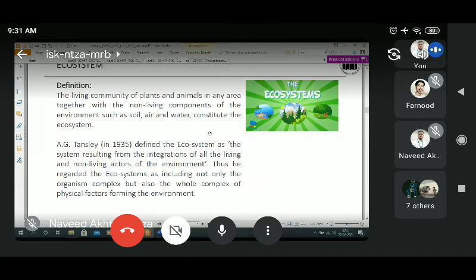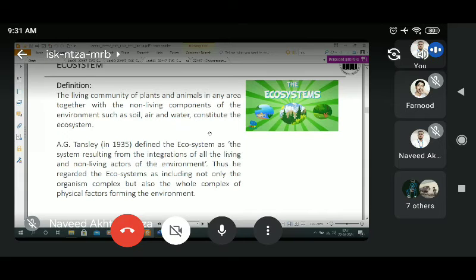So A.G. Tansley in 1935 defined the ecosystem as the system resulting from the integration of all living and non-living factors of the environment. Thus, he regarded the ecosystem as including not only the organism complex but also the whole complex of physical factors forming the environment.